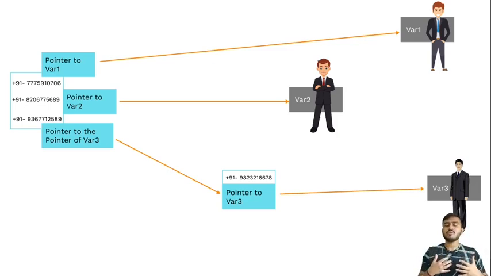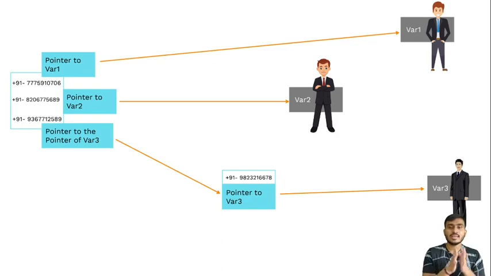Usually we have our postal addresses and our email IDs, and all these things represent our address. With the help of your email address, I can reach you. With the help of your phone number, I can reach you. So whatever helps me reach you is your address, and we can call the mobile number their address. So 777 something something is the address of var1, 8206 something something is the address of var2, and similarly 9367 something something is the address of var3.